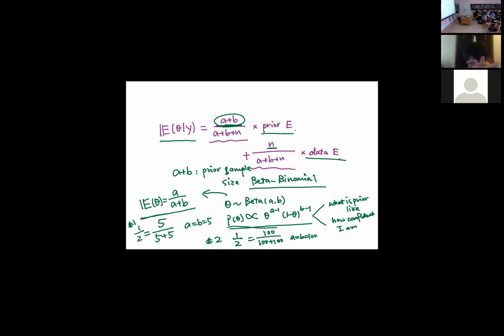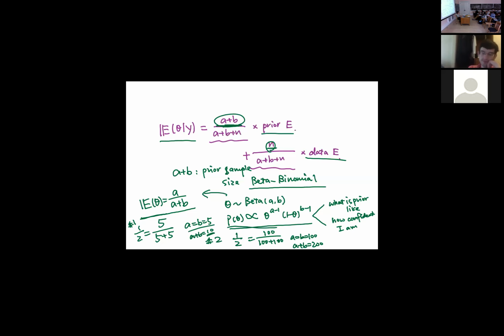But the prior confidence I have is vastly different, right? Because if I think about the confidence in terms of A plus B as the prior size, then in this case A plus B is only 10, while here A plus B is 200, right? And if the sample size N is really small, or not really large, then a 200 prior size compared to a 10 prior size is going to be vastly different.